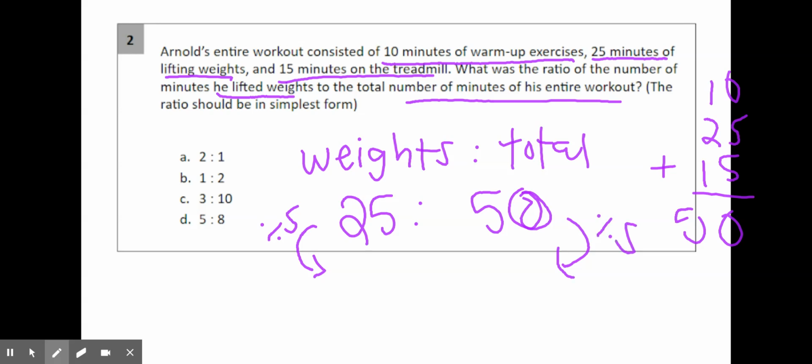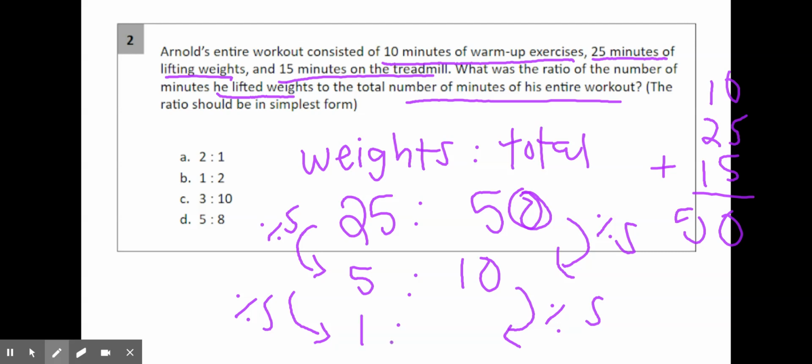And so 25 divided by 5 is 5. And then 50 divided by 5 is 10. Once again, if we divide by 5, because they're both divisible by 5, we get our ratio to be 1 half, because 10 divided by 5 is 2. And don't forget that, and then that would be our option B.